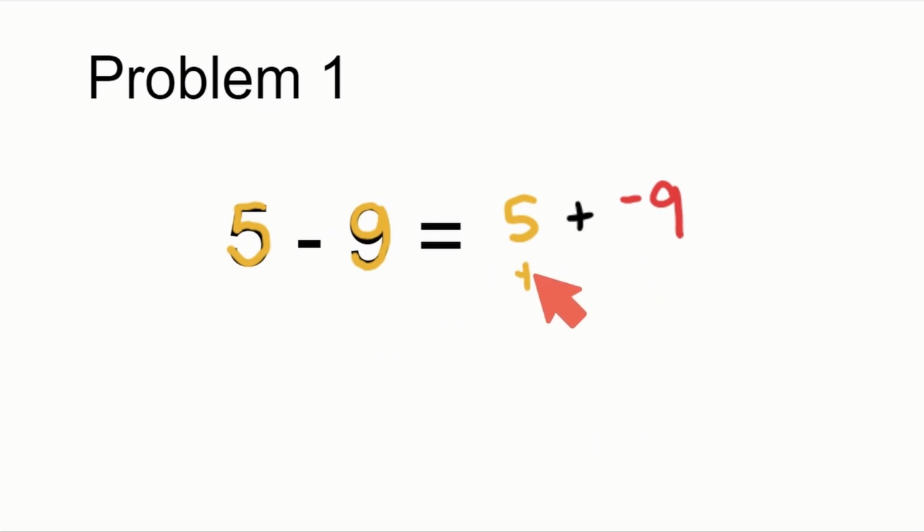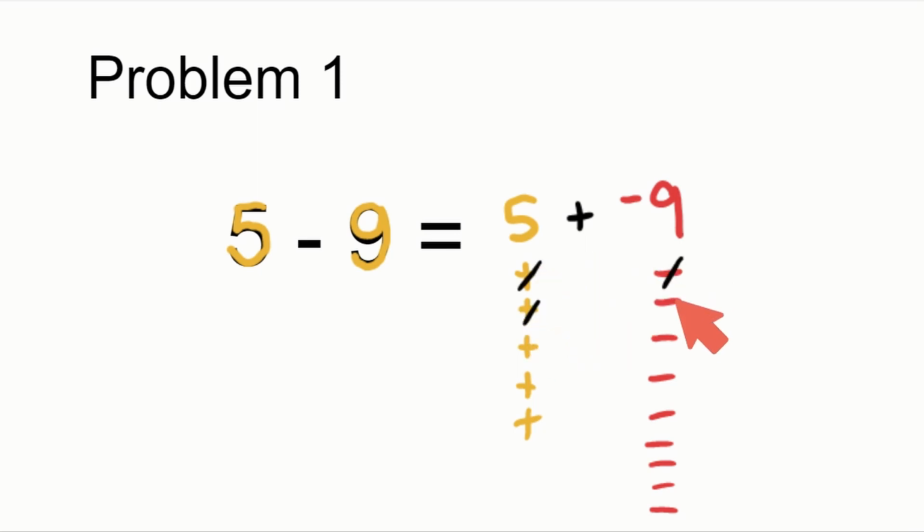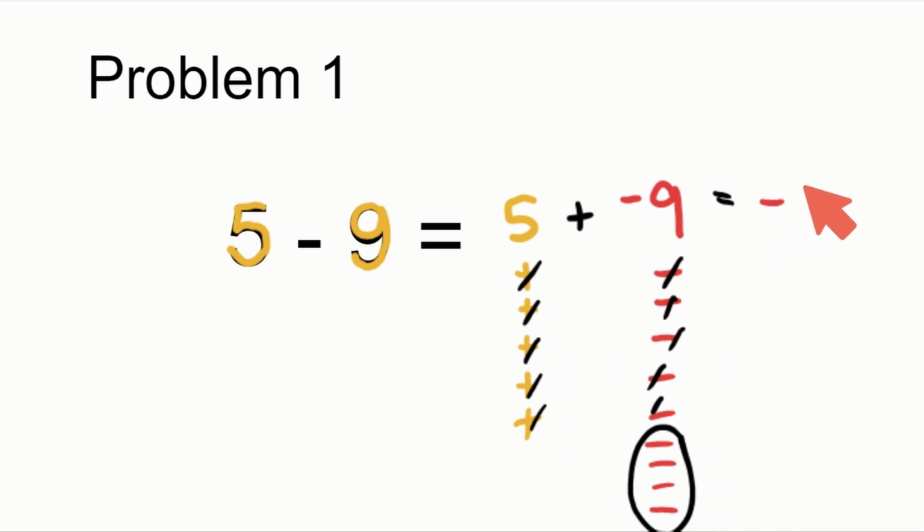5 is like having 5 positives. Negative 9 is like having 9 negatives. And since we have opposite signs, we know they're going to cancel out. So each plus is going to cancel out with a negative. And we see that our final answer is going to be negative 4.